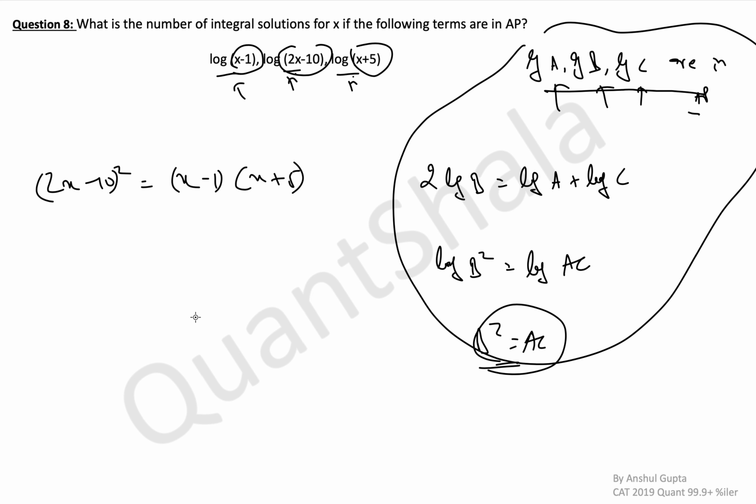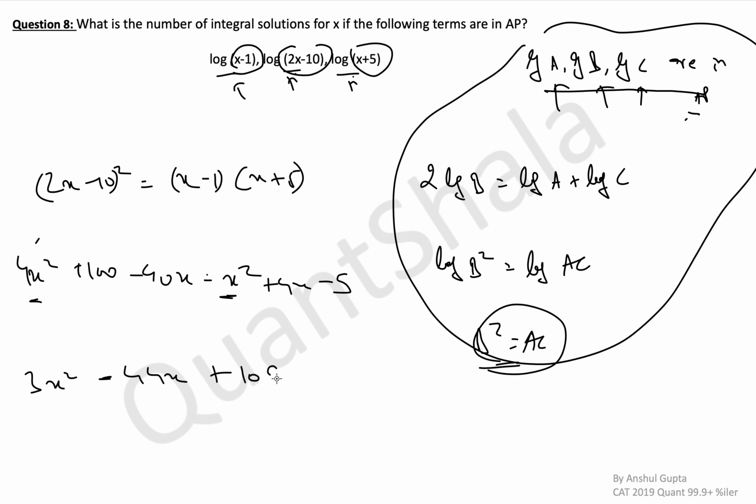This was just some rough work where we proved how this AP is related to GP for logarithmic terms. So open this, so we get 4x square plus 100 minus 40x is equal to x square plus 4x minus 5, right? So x square and 4x square, you get 3x square. Then we have minus 44x plus 105 is equal to 0. So this is the quadratic equation that we get. We can simply find the values of x from here.